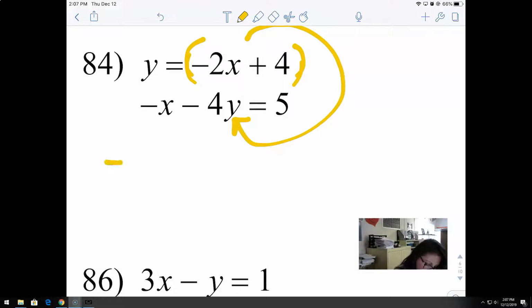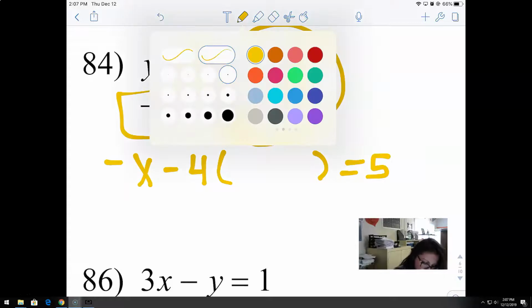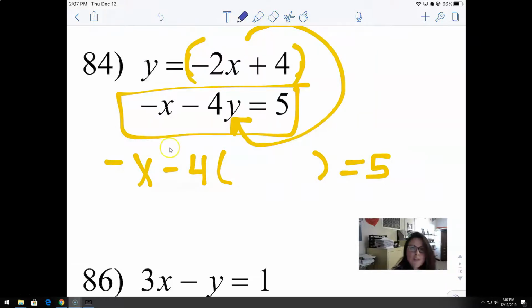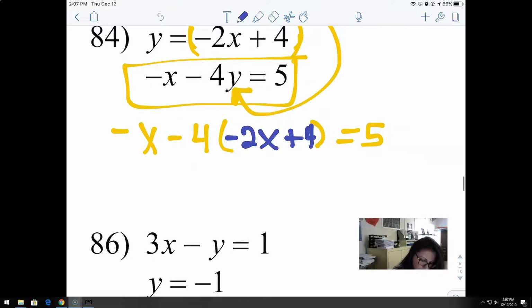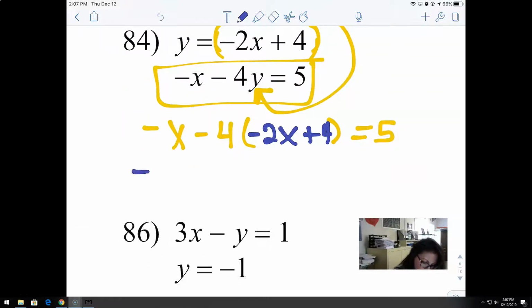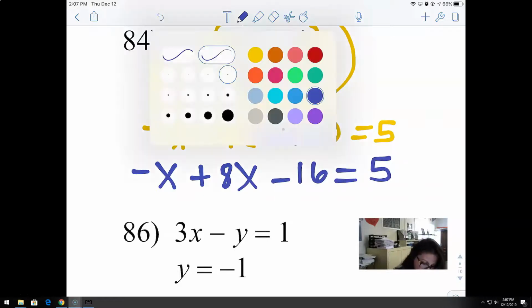It's going to be negative x minus 4 times the quantity of y, which equals 5. So I'm plugging it in here and rewriting everything. I took the expression of y and plugged it in here. So y is negative 2x plus 4. Now I'm going to distribute. I get negative x. A negative 4 times a negative 2x is a positive 8x. And then a negative 4 times a positive 4 is a negative 16, which equals 5.